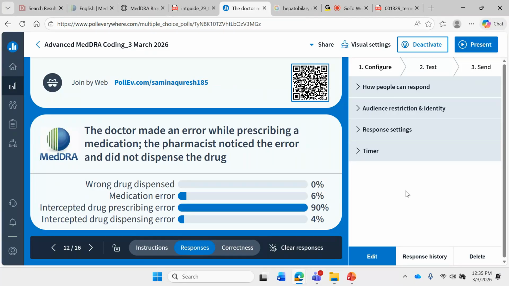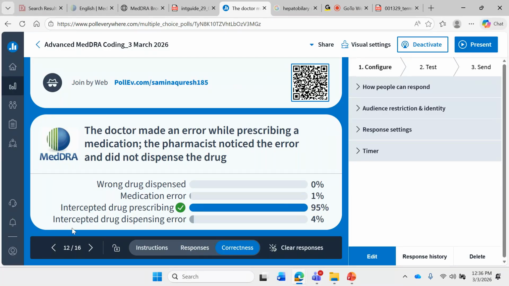And I'm very happy to see that the majority, 93 plus people, did the correct answer of intercepted. Very important that you all caught that. You intercepted, he noticed it, and he didn't dispense it. He intercepted it. Intercepted drug prescribing error. Very good. That is the correct answer.